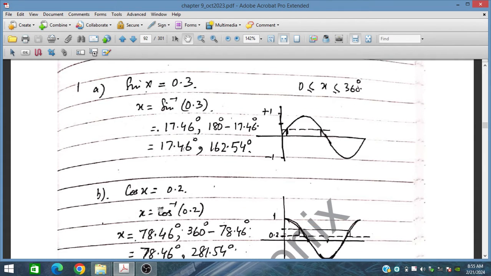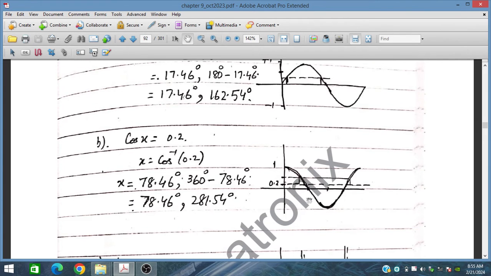Similarly for cos x equals 0.2, and we know the cos x graph is like this. In the first quadrant and the fourth quadrant this value is positive. So for this value we have 78.46, and on subtracting this from 360 degrees we have the second value of cos in the fourth quadrant, that is 281.54.